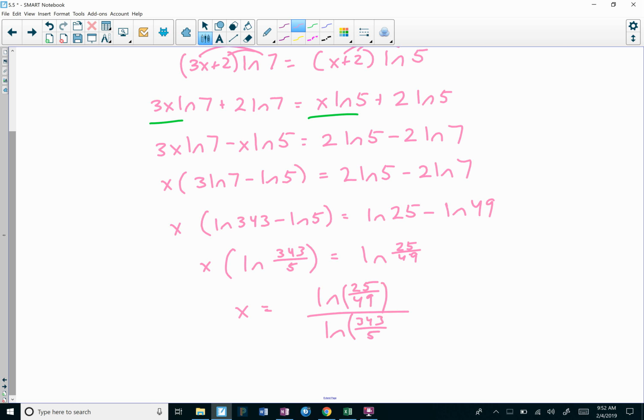I'm going to put parentheses on my input. Doesn't really matter. There we go. Beautiful. It looks messy, I know, and it is, but it is correct. We're good. We're simplified. We have the answer.